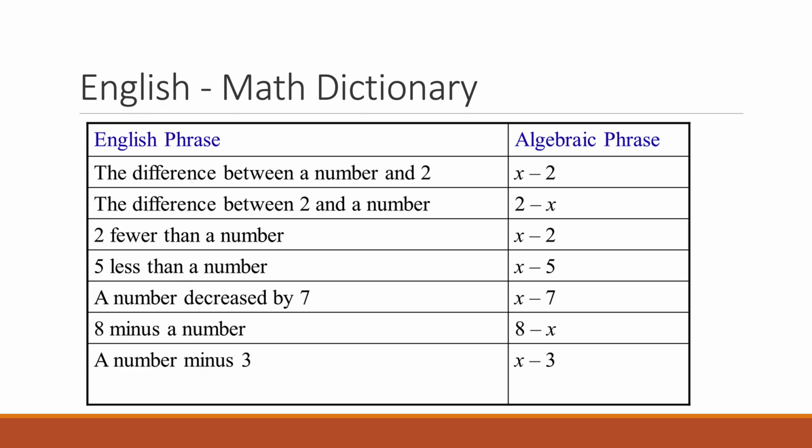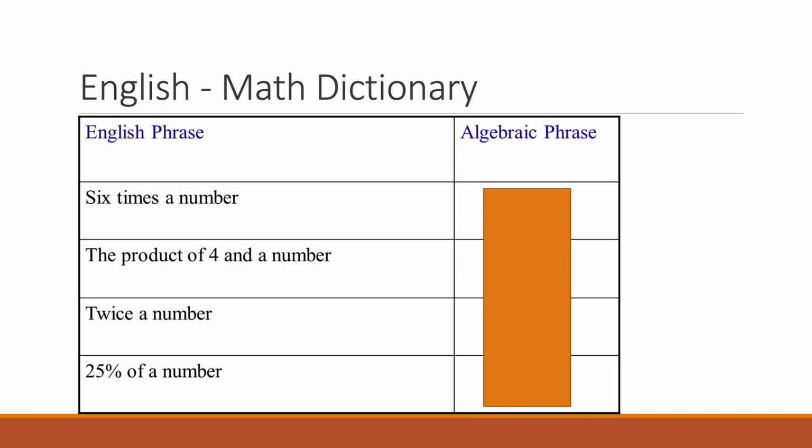A number decreased by 7. Start with the number, decrease it by 7, x minus 7. 8 minus a number, okay, you're going to start with the 8 minus the number, subtract it, 8 minus x, and a number minus 3. That would be x minus 3.